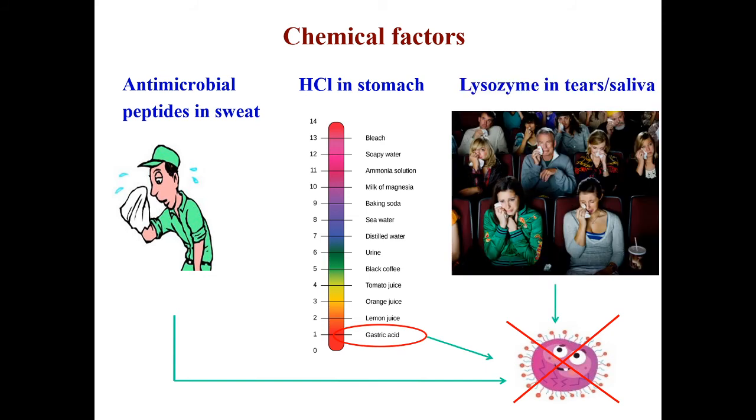And again, the other chemical, lysozyme, present in our tears and saliva, also helps us. Here you can see that all those people are crying. I think they are watching some movie, some kind of horrible movie. But what I'm trying to say is, previously we discussed that lysozyme helps to break the peptidoglycan of the bacterial cell wall. As a result, lysozyme has antibacterial property, right? And this is a good chemical agent that can kill bacteria.